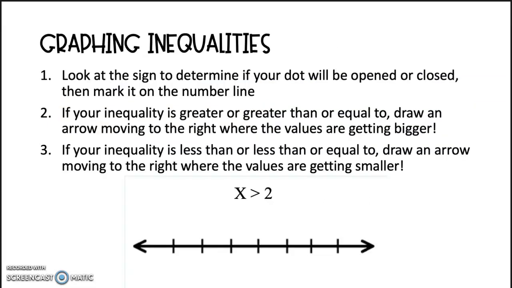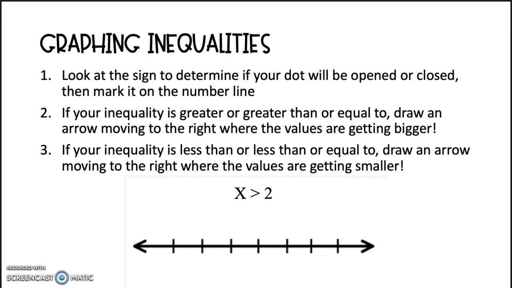So when we're graphing them, it's a really simple process. And as we go through these steps, we're going to be graphing the inequality x is greater than 2. We're not going to solve it or anything. We just got our solution. X is greater than 2. So number one, we need to look at the sign to determine if our dot is going to be open or closed and then put it on the number line.